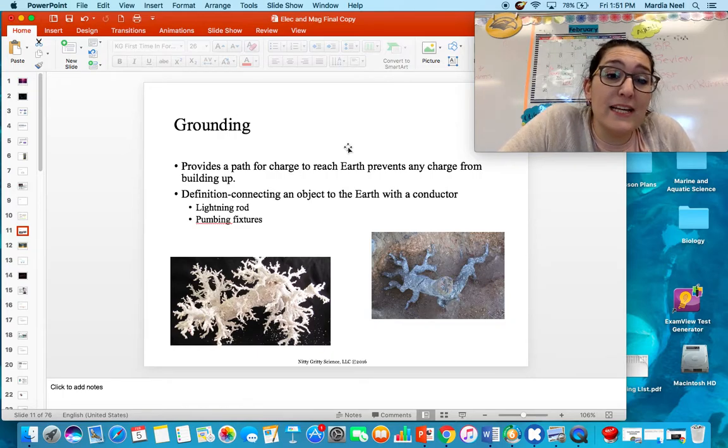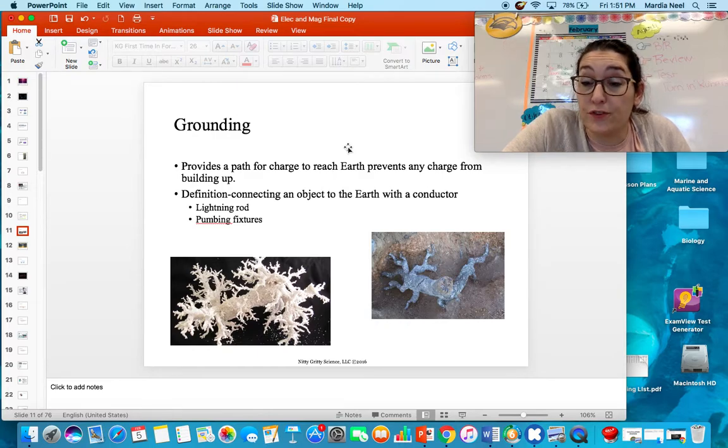So grounding is what provides a path for the charge to reach the earth. And a lot of times we use an object that we call a grounding rod or a lightning rod. And that is how we're going to redirect that electricity, that static discharge from the air into the ground. So it doesn't hurt anybody or hurt anything, because lightning can be extremely dangerous.